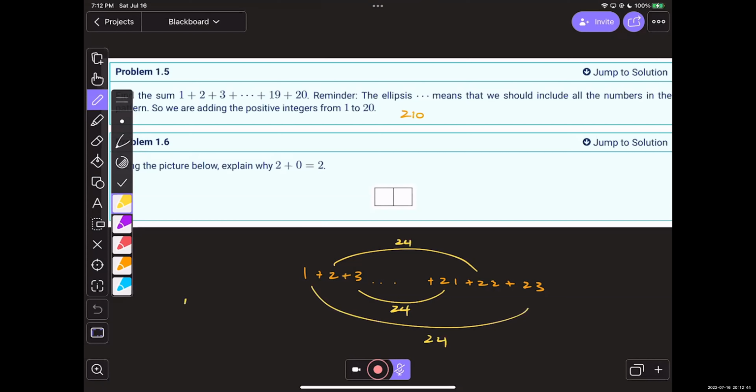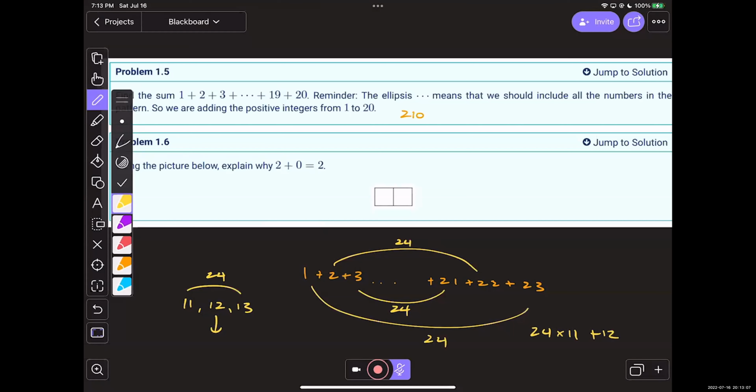So all the way in the middle, you're going to find an 11, a 12, and a 13. 11 and 13 are going to pair up for 24, and then 12 is going to be on its own, right? So how many pairs of 24s are there here? 11. So this is going to be 24 times 11 plus another 12. Is that right? Yeah. And that's going to be exactly it, right?